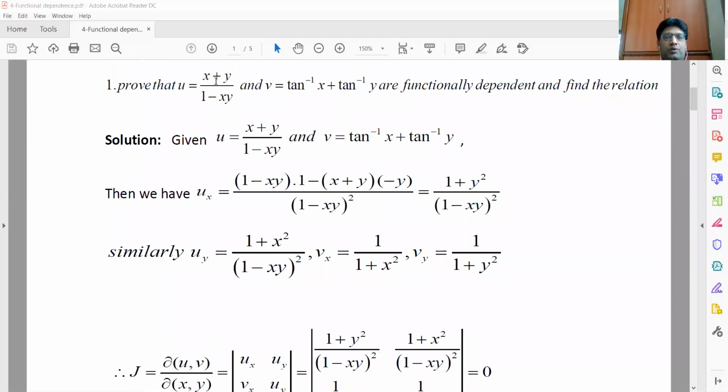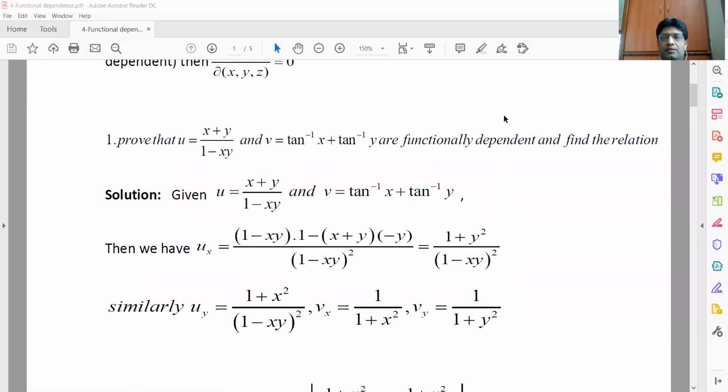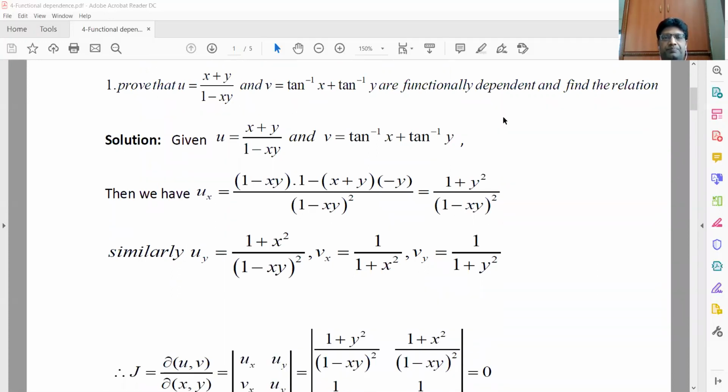Prove that u equals (x plus y) by (1 minus xy) and v equals tan inverse x plus tan inverse y are functionally dependent, and find the relation between them. So u and v are given. We have to show that they are functionally dependent. That means we have to show that the Jacobian of u and v with respect to the independent variables x and y must be equal to 0.